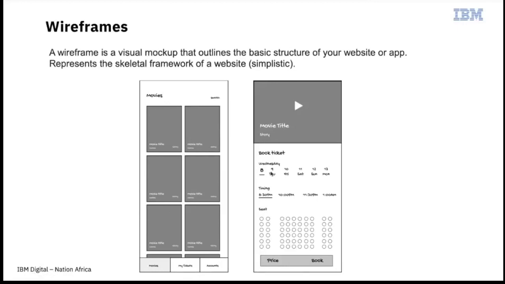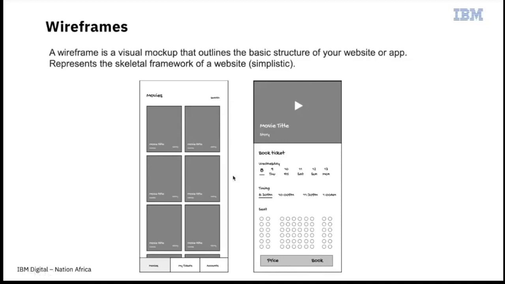Here I'm showing a video of the movie, the trailer, the option to book a ticket. Basically, I'm capturing the day, the timing, and the seat. And at the end, I have a button in which the user can click to book a movie. As you see, it's not very pretty. It's just black and white. And the purpose of this is just to show the structure of the app.